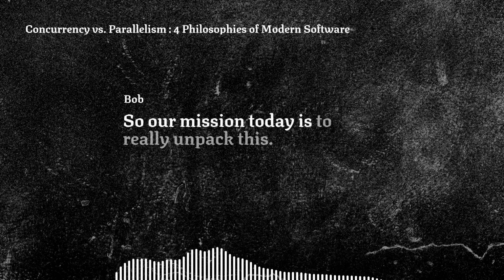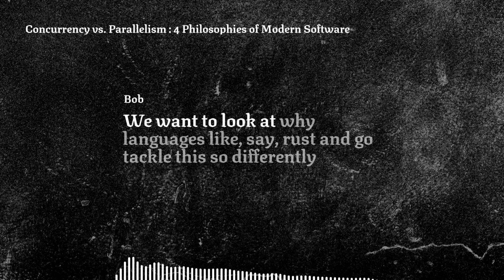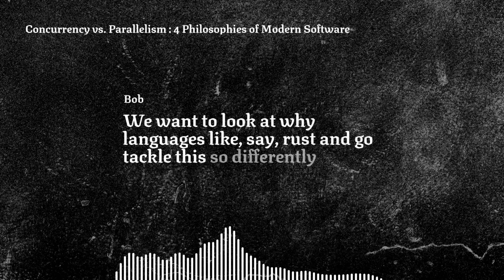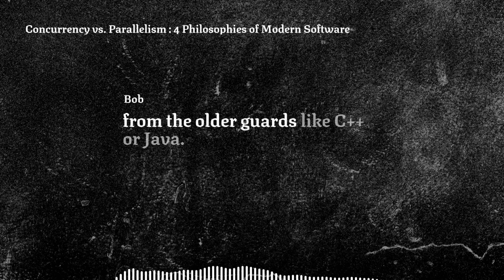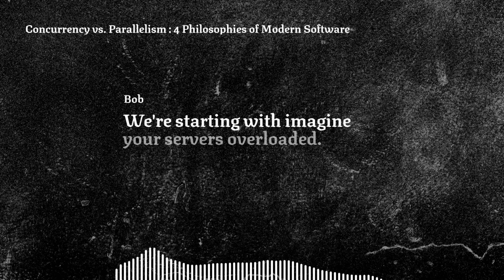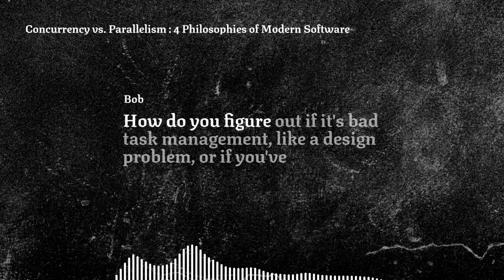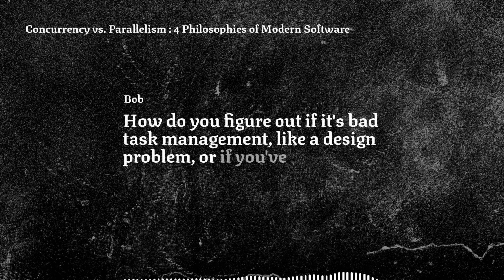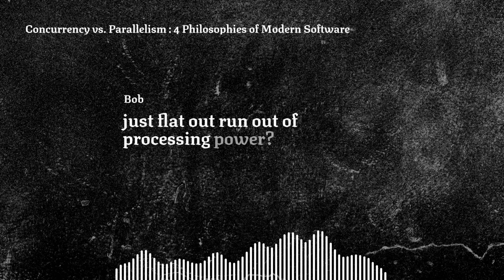So our mission today is to really unpack this. We want to look at why languages like, say, Rust and Go tackle this so differently from the older guard like C++ or Java. And here's the question we're starting with. Imagine your server's overloaded, a critical job fails. How do you figure out if it's bad task management, like a design problem, or if you've just flat out run out of processing power?